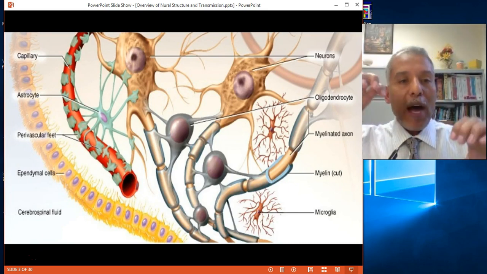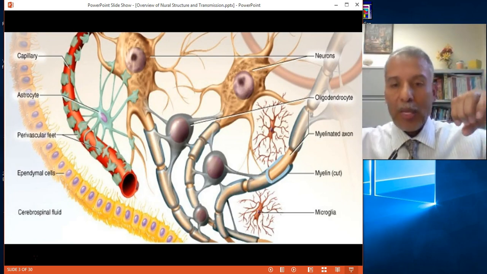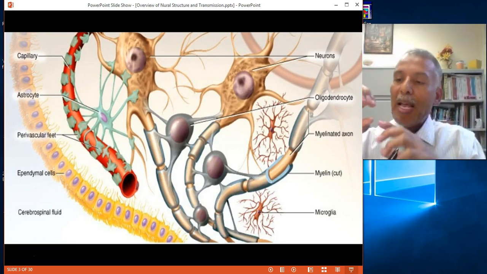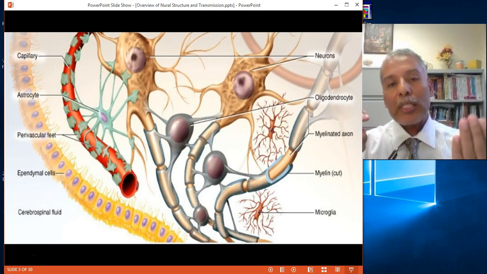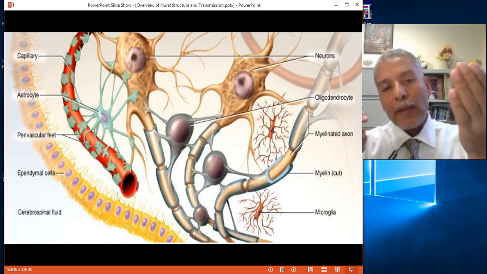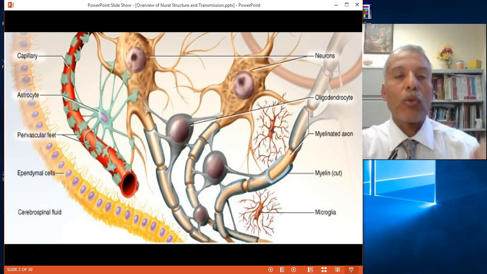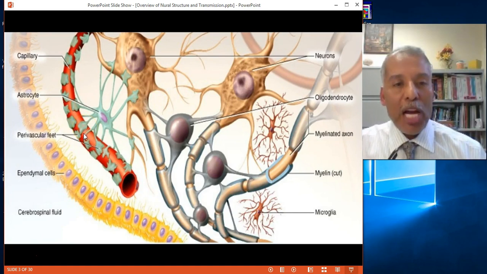These pods sit on the blood vessel and have gates between it and the blood vessel. These gates control what goes from the blood into the nervous system. That is called the blood-brain barrier.